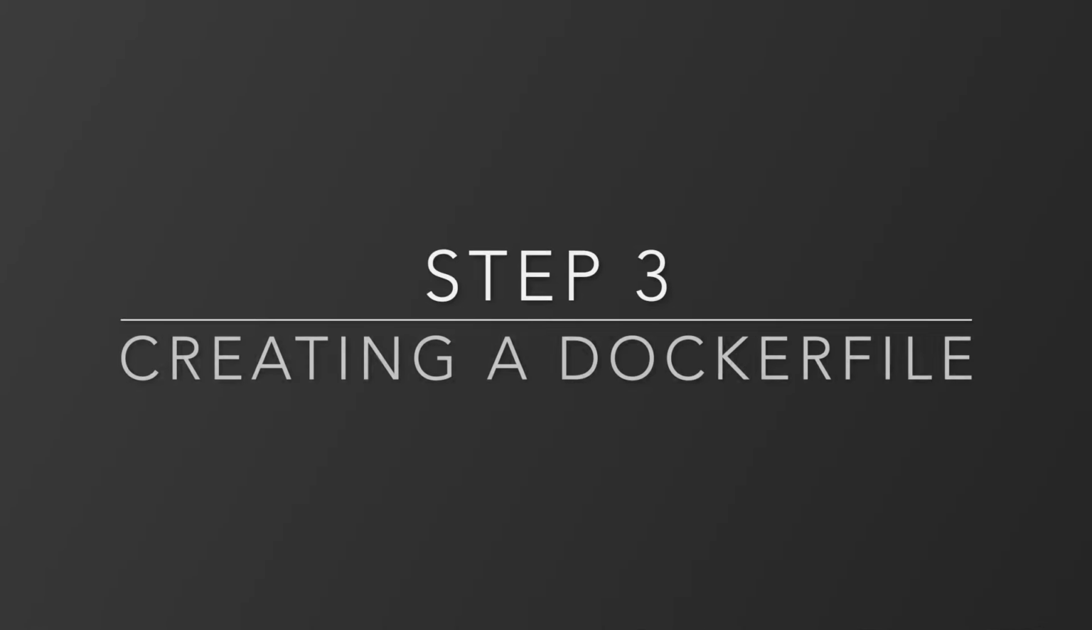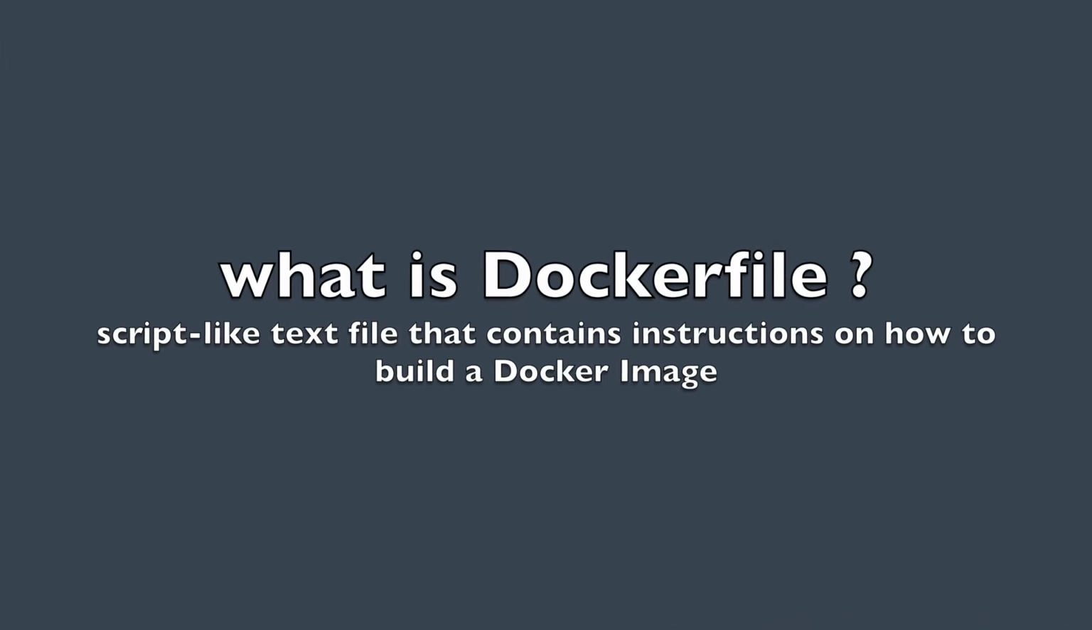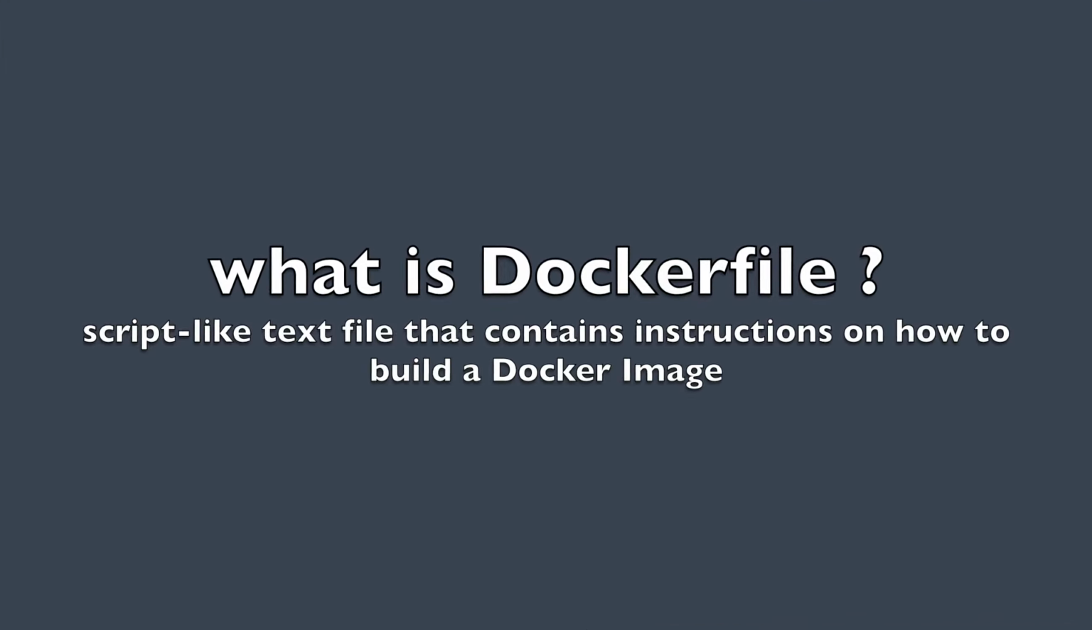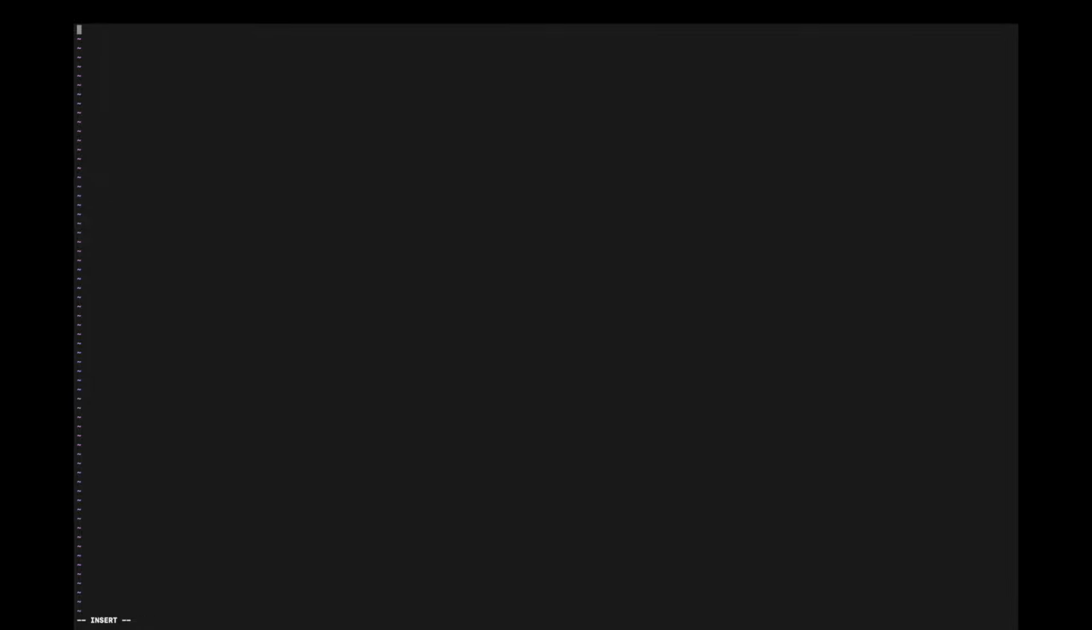Step 3 is creating a Dockerfile. A Dockerfile is a script-like text file that contains instructions on how to build a Docker image. Let's create a Dockerfile. Select a base image. Begin by choosing a suitable base image that aligns with your application's requirements. Base images serve as the starting point for your custom container.